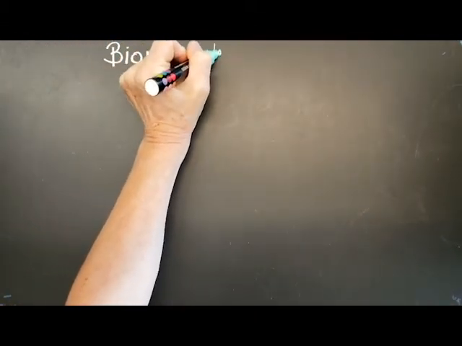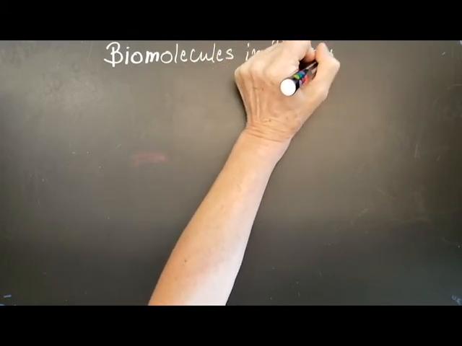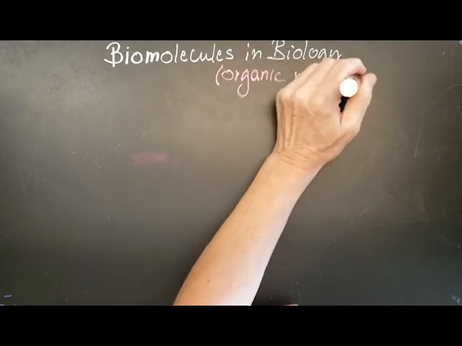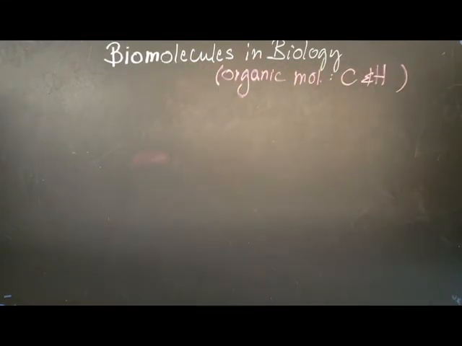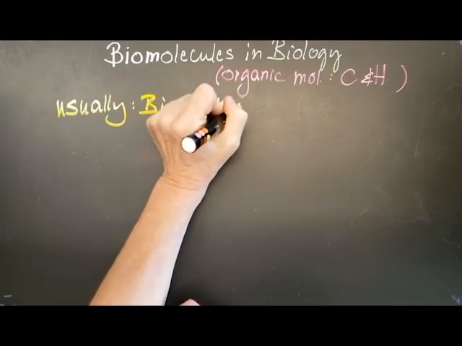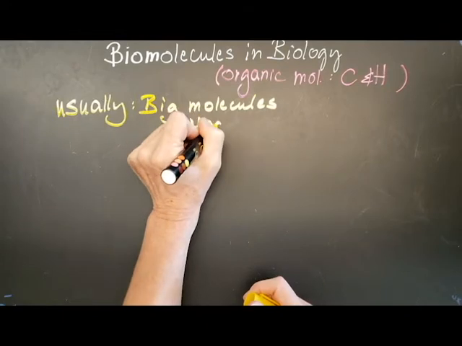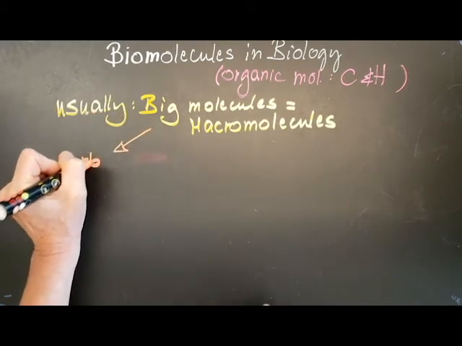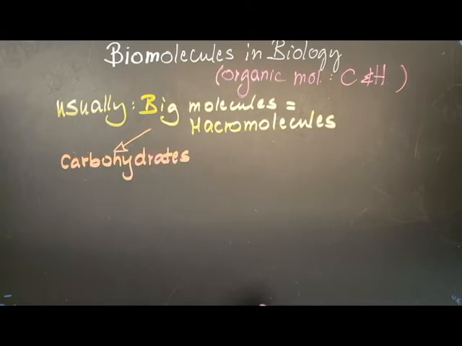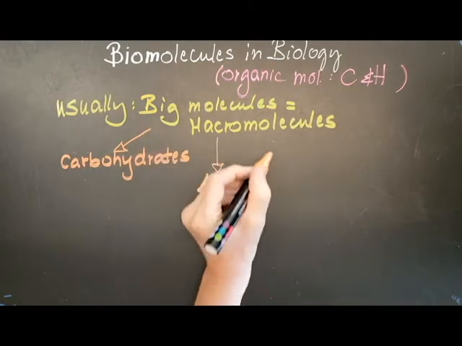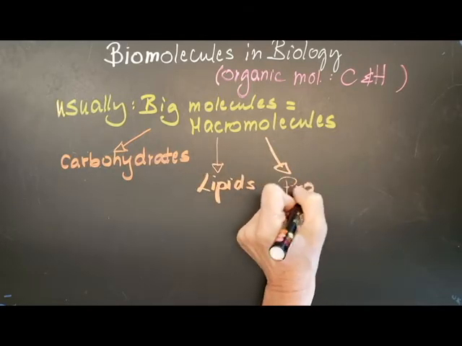Biomolecules in biology unit. We are going to work with the organic molecules. Organic means they contain carbon and hydrogen. Usually these are big molecules called macromolecules, but it does not mean that all of them are big. So we sort these biomolecules into 4 groups: carbohydrates, lipids, proteins, and nucleic acids.